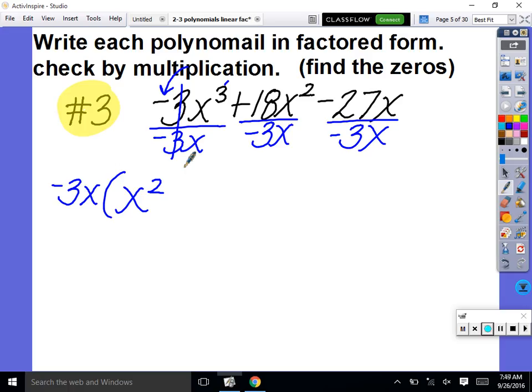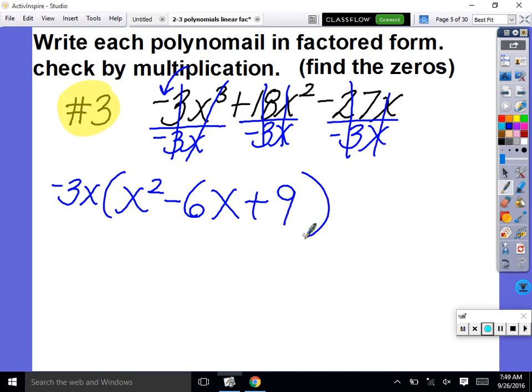Positive 18 divided by negative 3 is? Good, negative 6. X squared over x is x. Negative 27 divided by negative 3 is positive 9, correct? And then x over x is 1. Okay, look. We factored it down to a linear factor and a quadratic. So now we'll see if our quadratic continues to factor.